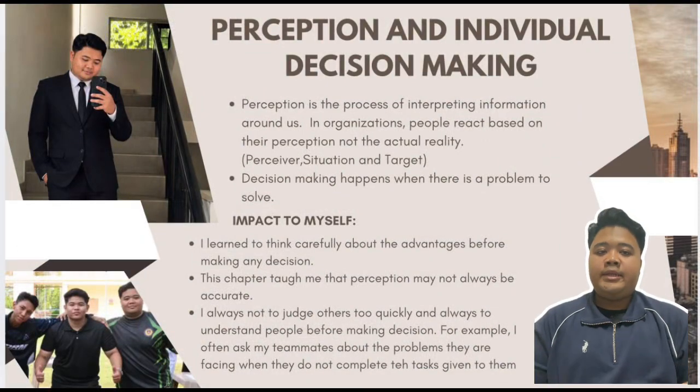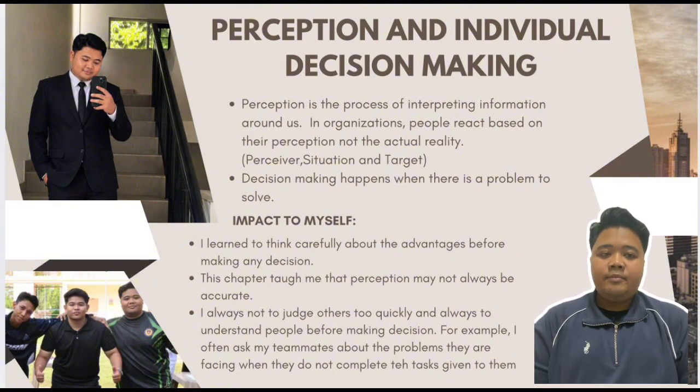Alright, we move to chapter 4, which is perception and individual decision making. From this chapter, I learned that perception is the process of interpreting information around us. In an organization, people usually react based on their own perception, not always based on the actual reality. This chapter also explains that perception is influenced by three important factors, which are the perceiver, the situation, and the target. Different people may have different perceptions depending on their experience, emotion, and surroundings.